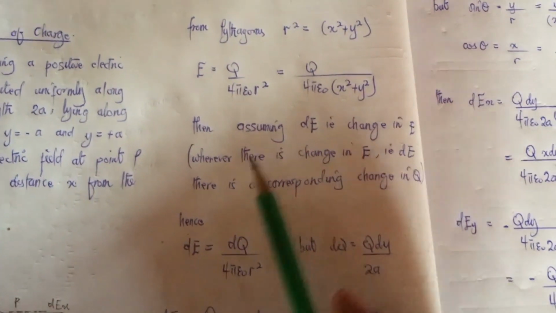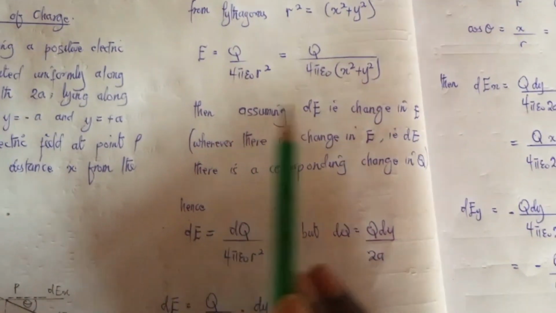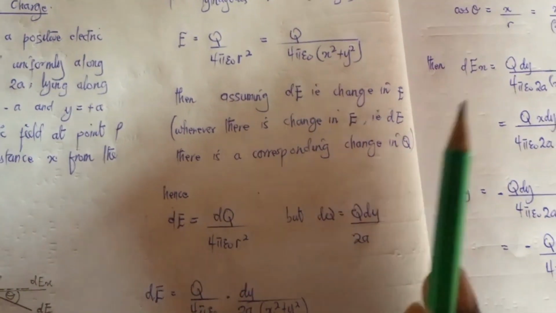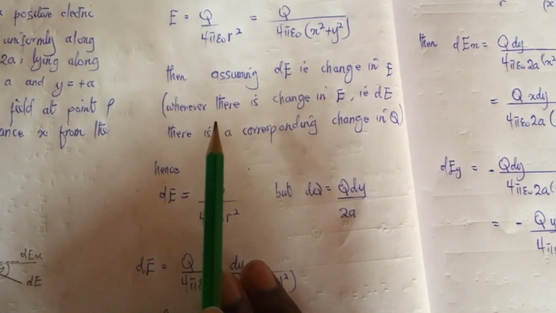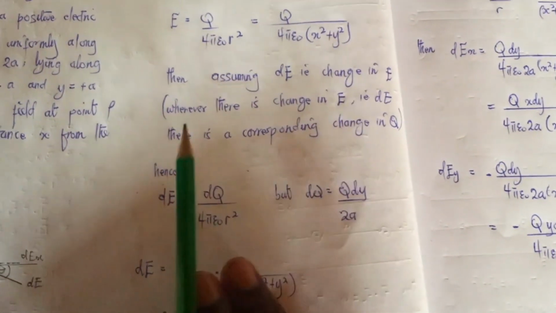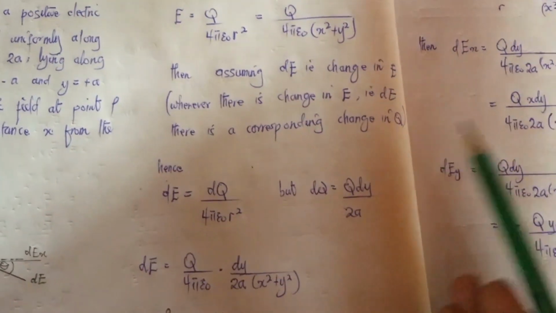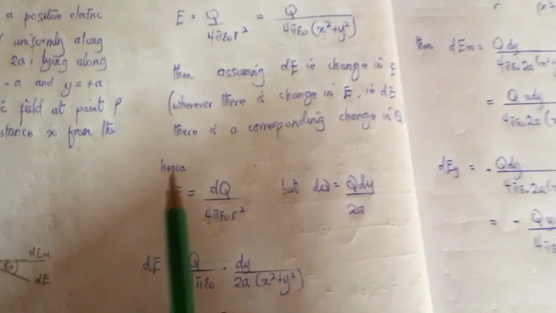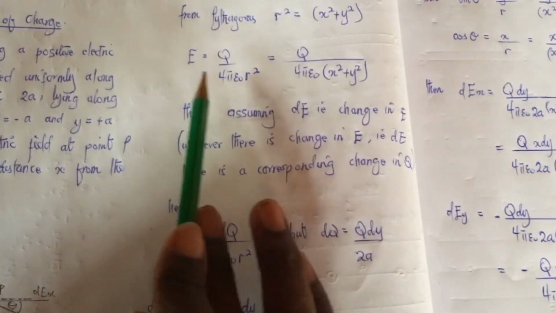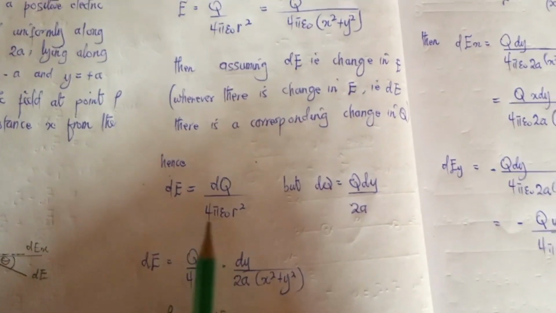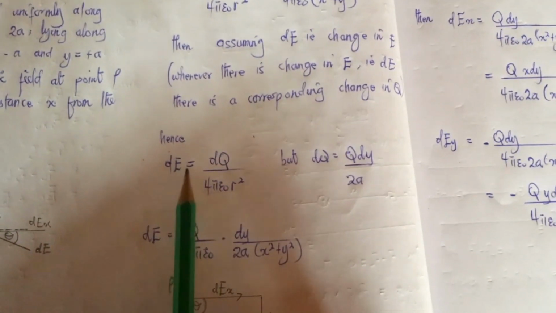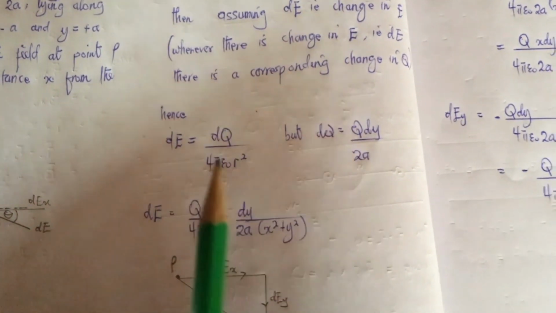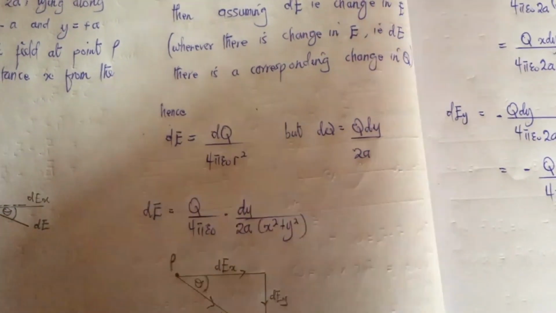Now let's suppose that we are having a change in electric field. Okay, when we are assuming that dE, which is a change in electric field, that is change in E, then wherever there is a change in E, there's a corresponding change in what? Q. As I said earlier, wherever there is dE, there is dQ. So from our formula, if you're having dE here, then surely you are going to have a corresponding dQ. And this is our dQ. Okay, so our dE is equal to dQ all over 4 pi permittivity naught r square.